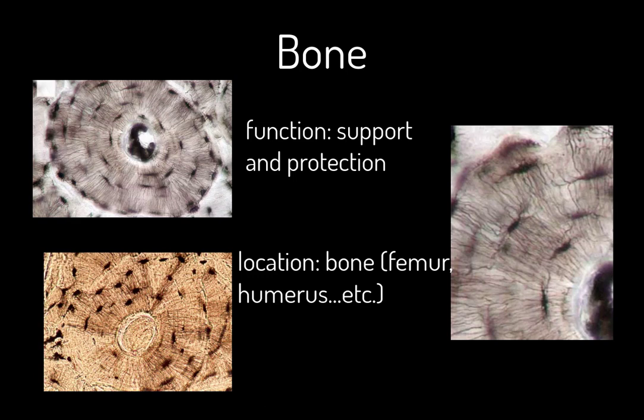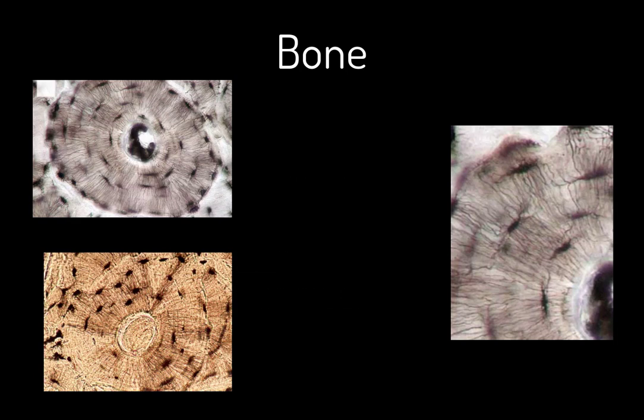Bones, right? Bone is located in bones. So when we look at the microscopic structure of bone, you can see the clear, it kind of looks white in this picture or light gray. That's the extracellular matrix that's hardened in order for the bone to act as a functional unit.